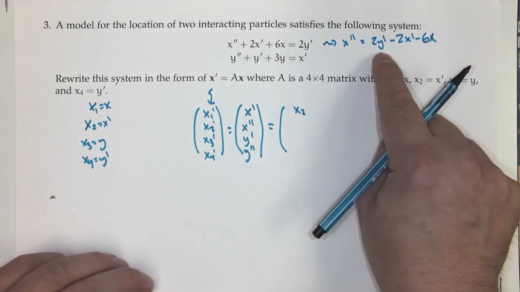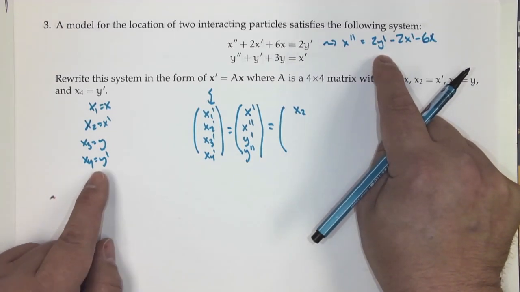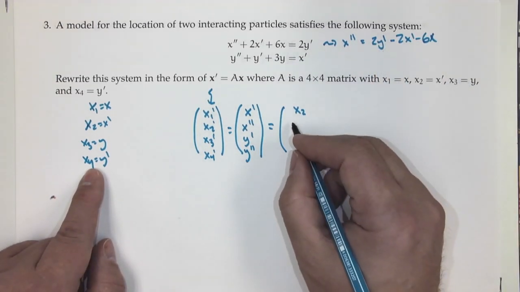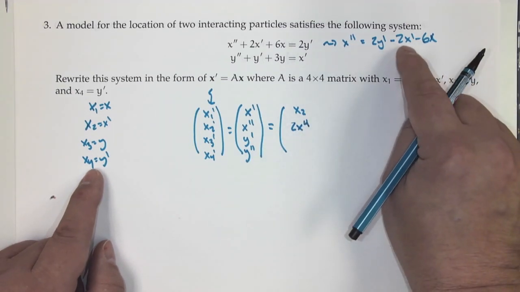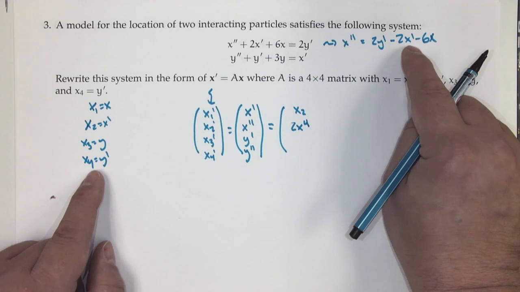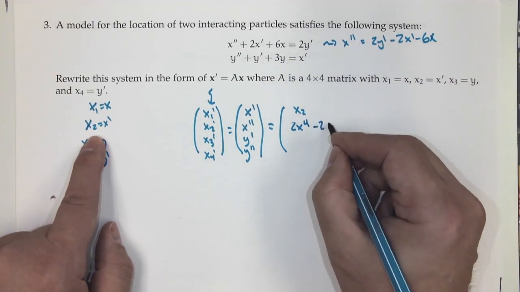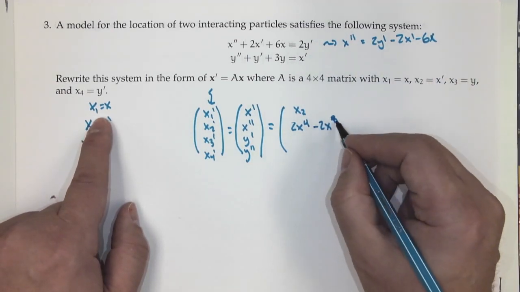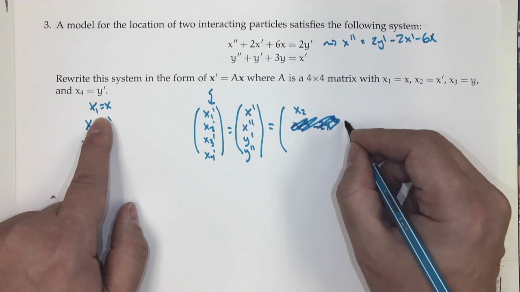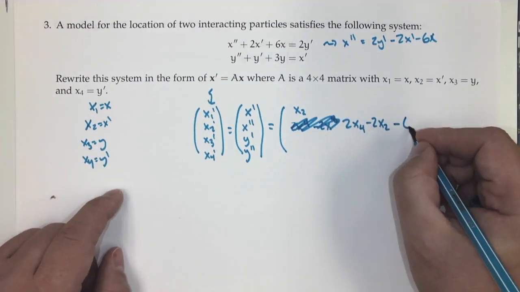And now we can just go through and ask, what is y prime? It's x4. So 2x4. And then what is x prime? It's x2. So minus 2x2. What is x? It's x1, not an exponent. So 2x4 minus 2x2 minus 6x1.